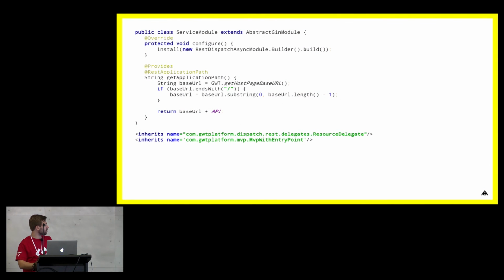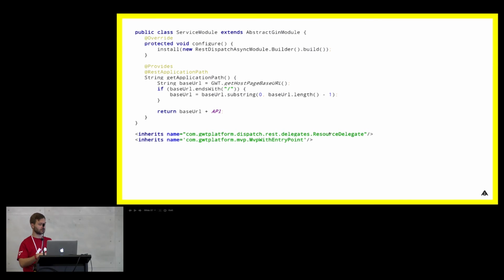So this is basically into a service module that includes the two things that you need to set up. Well, first you need to install the RestDispatch async module, and then you need to bind the host page to the REST application path, which will be used in the class generated for RestDispatch. And then you have to inherit into your GWT resource this line, resource delegate, that is if you're using resource delegate.